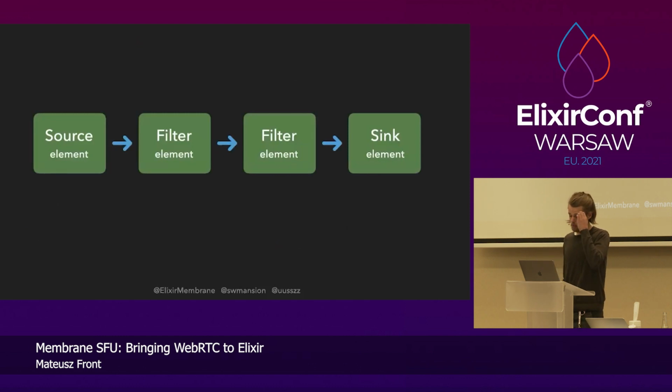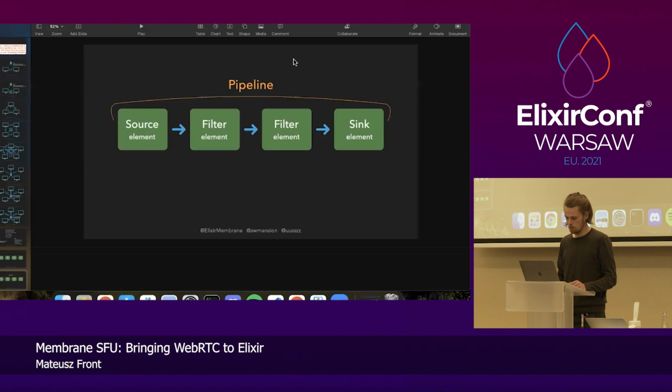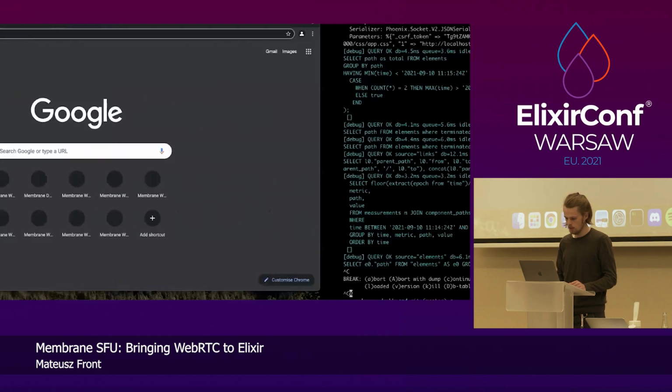Okay, so now let me proceed to the Membrane part. Membrane is basically about making pipelines. Here we have a pipeline with elements: source, filters and sink. The source gets the media from some place or generates it, then sends it to a filter, to another filter, and to the sink. That's the pipeline, and that's the abstraction layer that Membrane delivers. So let me show you how it looks if we create a pipeline for a WebRTC server.